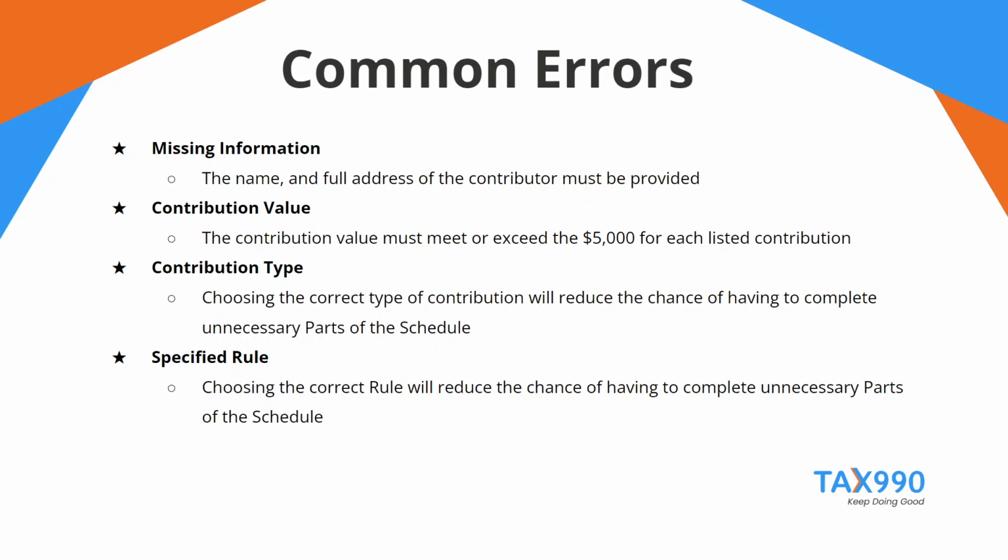We do see a lot of errors related to contribution value being reported incorrectly. So keep in mind that Schedule B is for contributions that equal or are greater than $5,000. If you list a contribution that's less than $5,000, you'll get an error on the form.